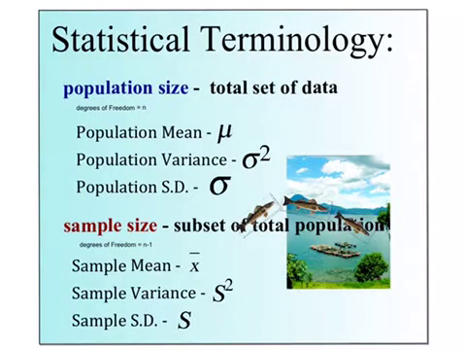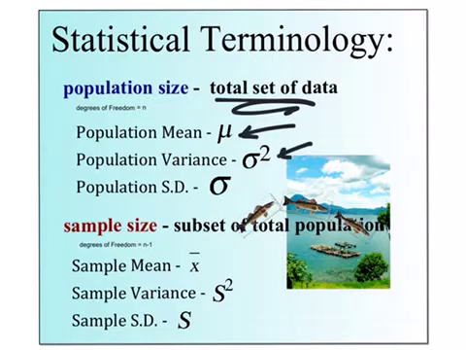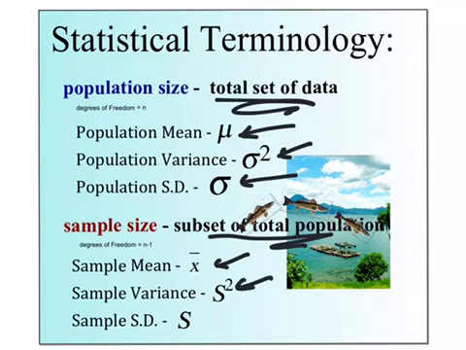All right, some statistical terminology that I'd like to highlight here. If we're dealing with a population as opposed to a sample, a population here is the total set of all data. You'll notice that we use Greek symbols for the mean, variance, and standard deviation, whereas with a sample, which is a subset of the total population, we use normal English language letters.